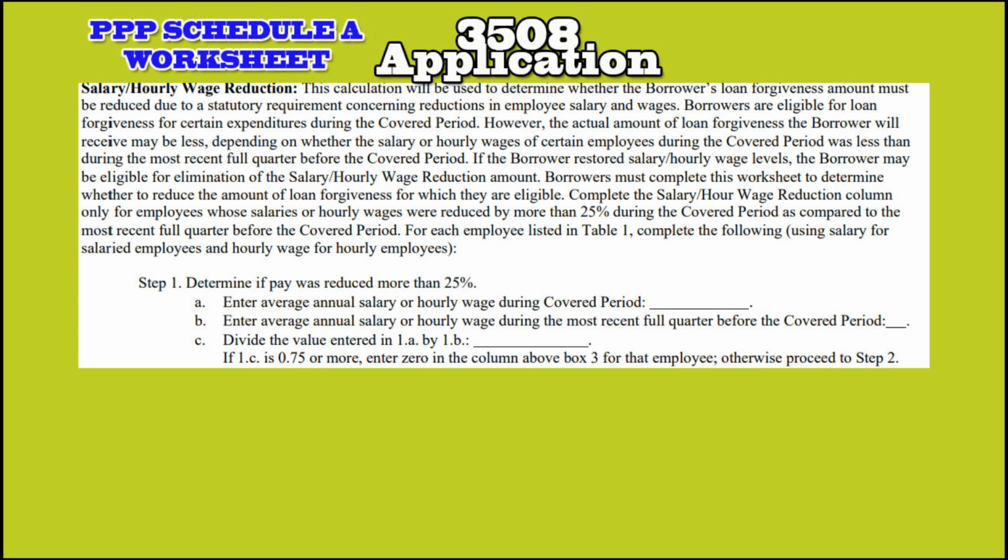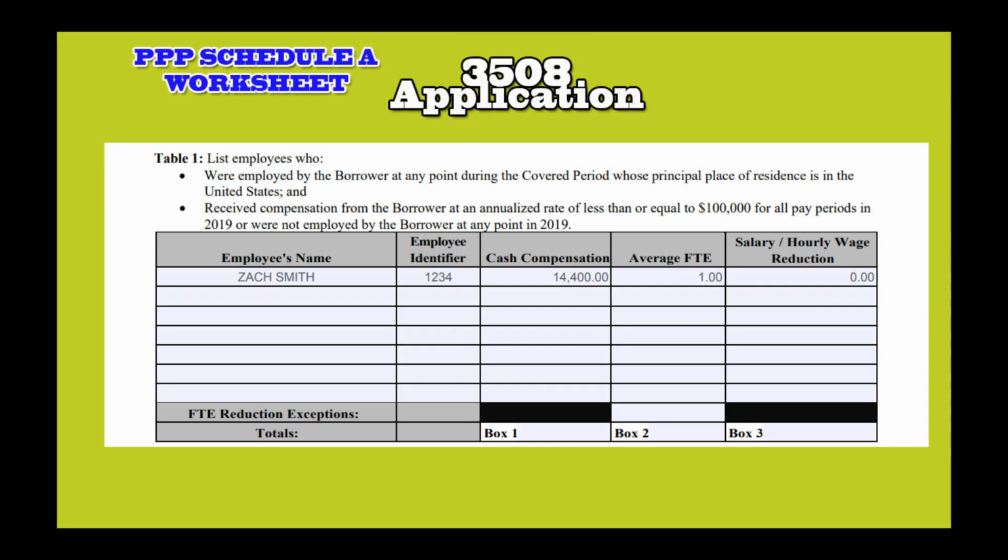So in your PPP Schedule A worksheet, it will say employee name, Zach Smith, employee identifier number, last 4 digits of the social. The cash compensation, we know is $14,400. The average full-time equivalency, Zach was a full-time employee. He's going to be 1.0, and his salary and hourly wage reduction is 0. Okay, so we're going to do this for all of our employees.